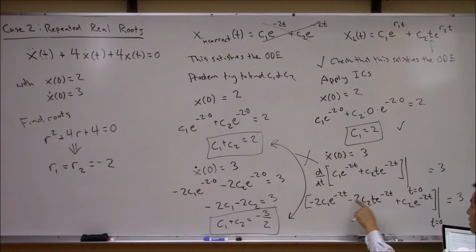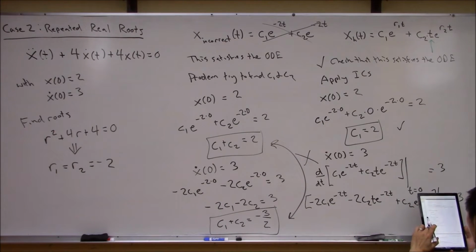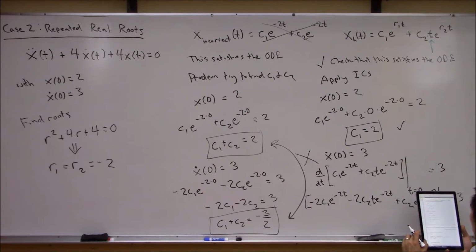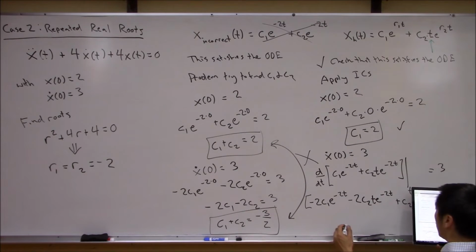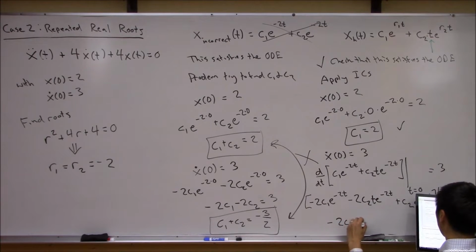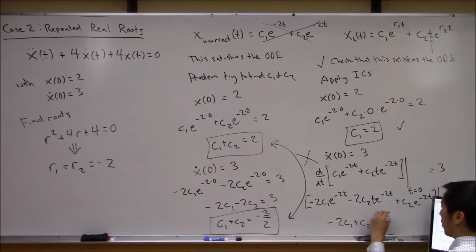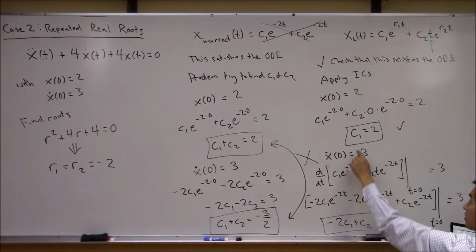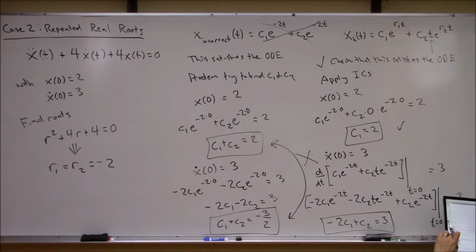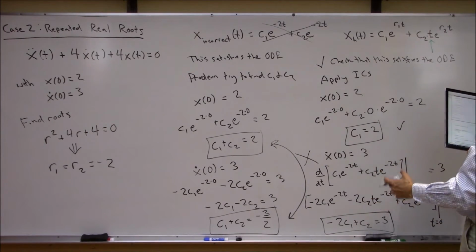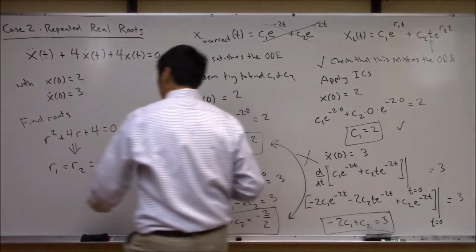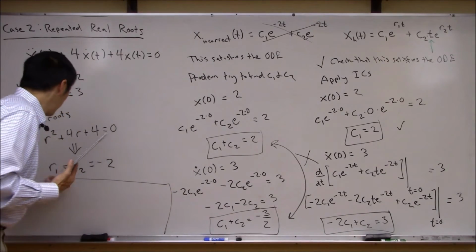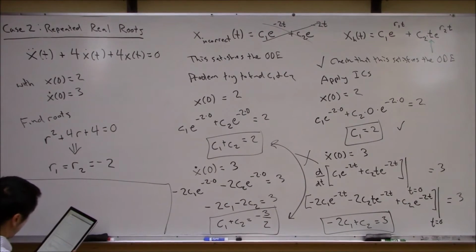Everywhere you see a t, jam in a 0. So this whole thing comes down to negative 2c1 plus c2 has got to equal 3. Here's your second equation for two unknowns. So equation 1, equation 2, solve them simultaneously for c1 and c2. What you end up with, shoot, ran out of room. Let's come over here. What you end up with at the end of the day is c1 equals 2 and c2 equals 7.